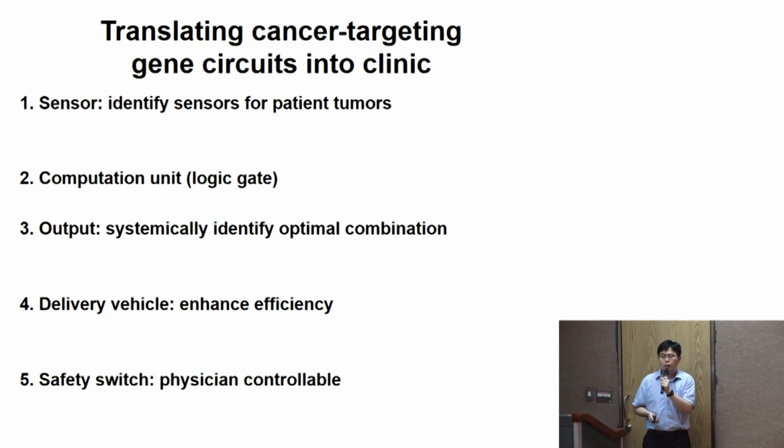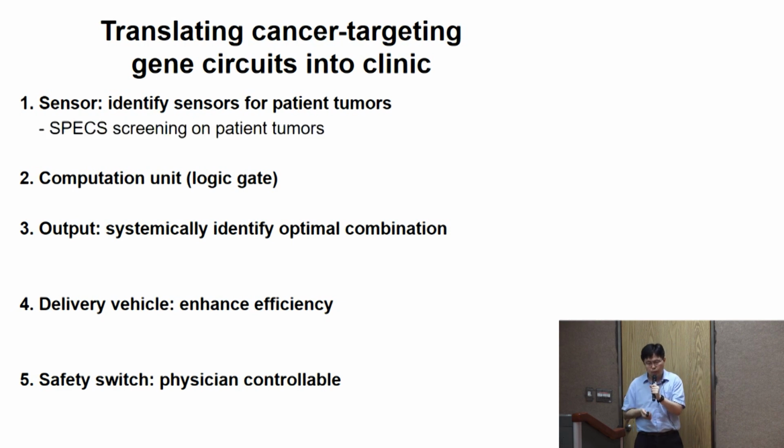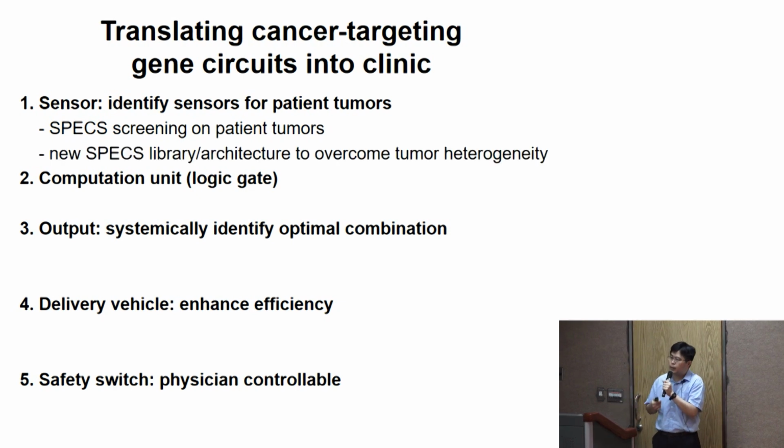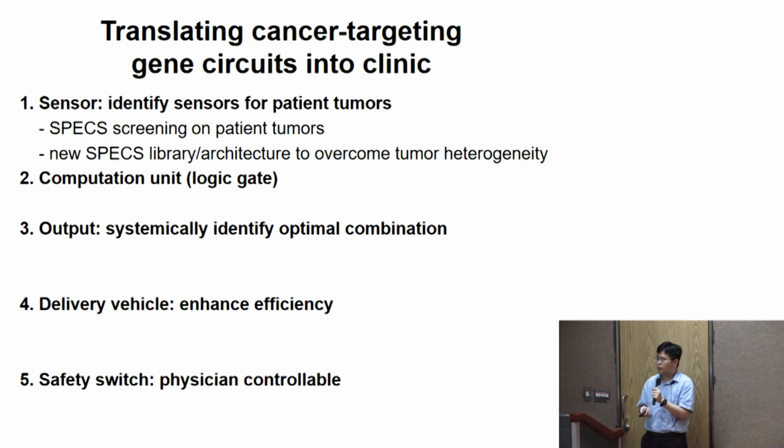For example, for the sensors, first I would need to identify sensors that can distinguish patient tumor samples from normal patient tissues. And to do so, I will directly perform SPECS library screening against primary patient samples. And primary tumors are known for their heterogeneity. So new SPECS library design and new sensor architecture that can be more resistant to tumor heterogeneity will also be developed.